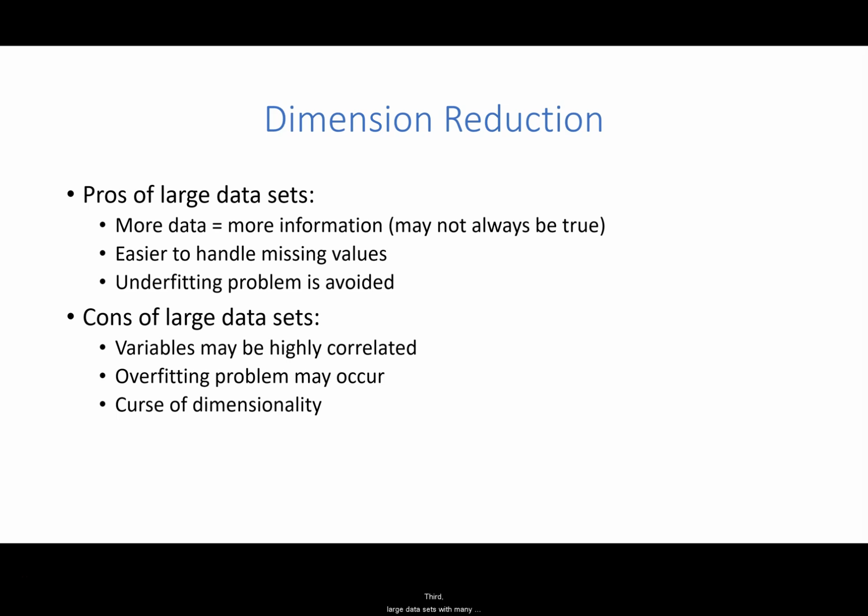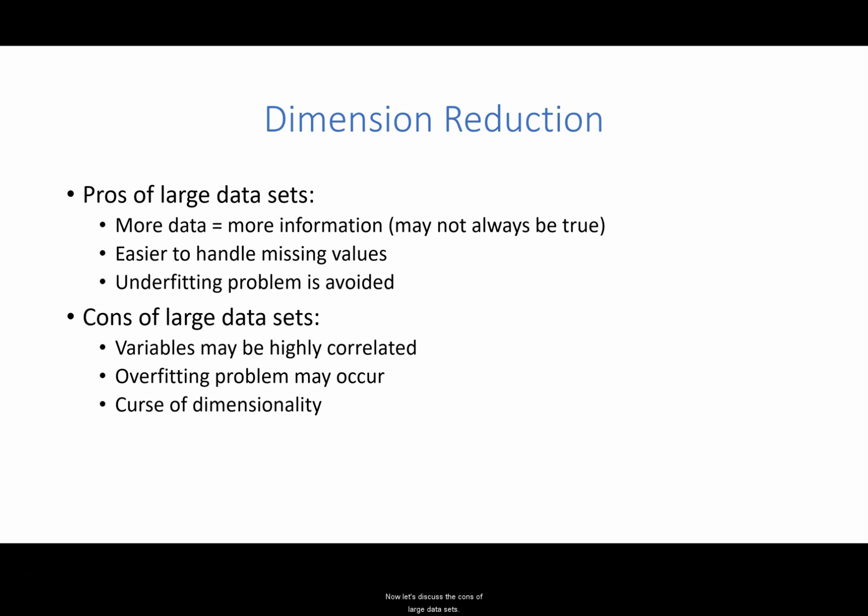Third, large datasets with many variables reduce the chance of underfitting, which happens when relevant predictor variables are omitted from the analysis. Having more predictor variables often helps the model to fit the data more closely. Of course, the flip side of this is that having too many predictor variables can lead to overfitting, which is a common problem in predictive modeling.